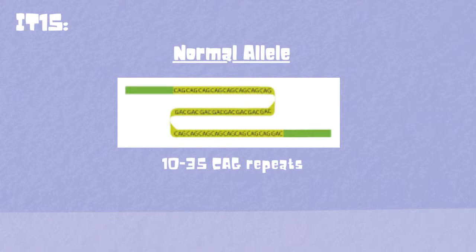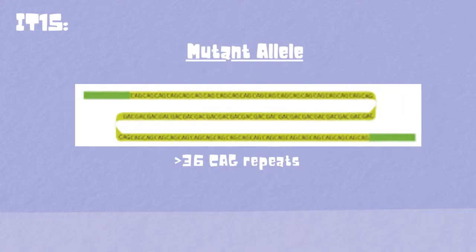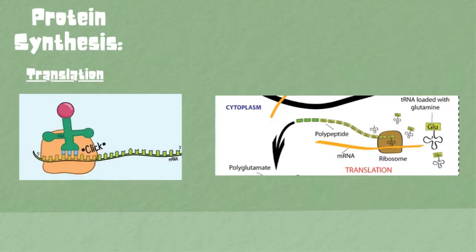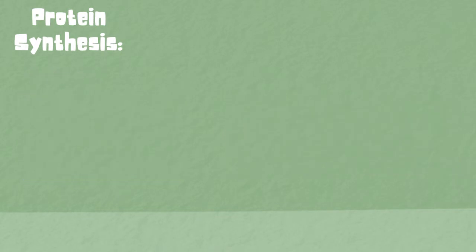Usually the number of repeats varies, but there are always fewer than 36 repeats in the normal allele, while the mutant allele has more than 36. These repeats code for the amino acid glutamine. During protein synthesis, the gene is transcribed into mRNA and translated into amino acids, forming a polypeptide chain. The CAG repeats create a polyglutamine section within the polypeptide.